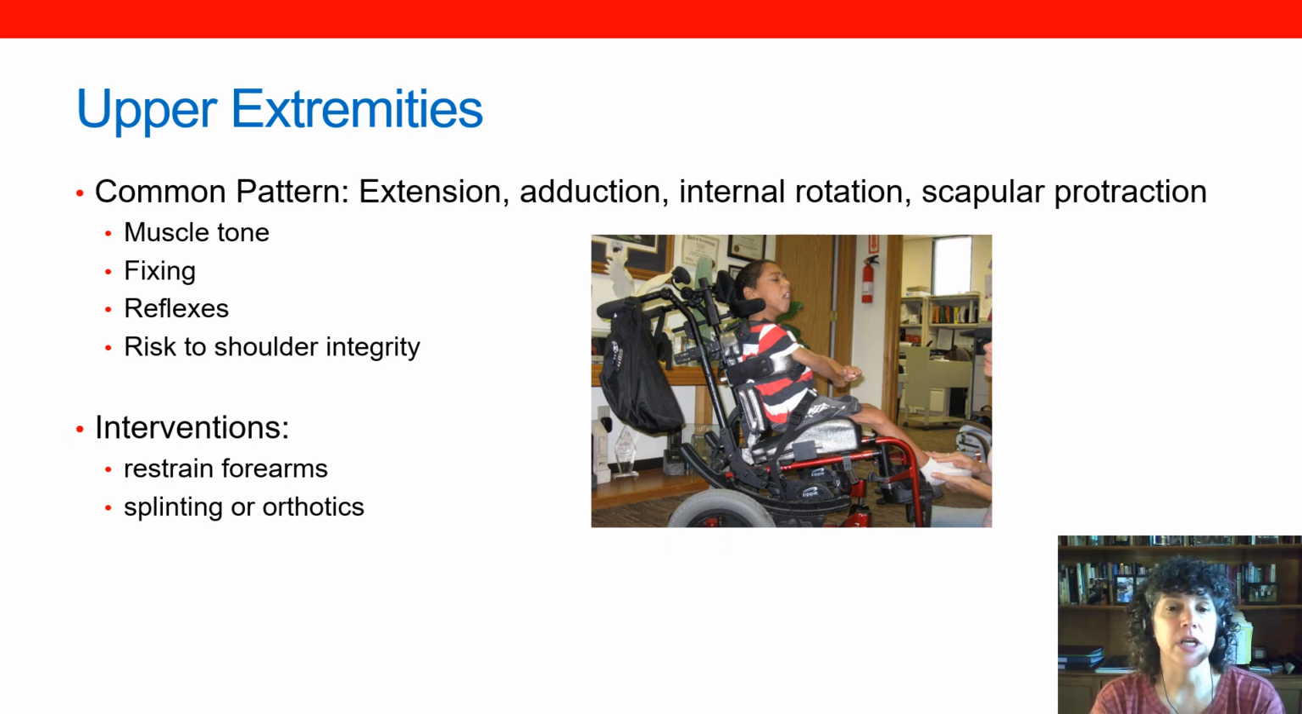Another common pattern is extension, adduction, internal rotation, and scapular protraction. This can also be caused certainly by muscle tone. There could be a reflexive component. This also poses a risk to shoulder integrity. So what can we do? Well, this is a really tough one to address. We can certainly use strategies to reduce extension in general for the client's body. We can also restrain the forearms if appropriate, and if tolerated, we can also look at splinting or orthotics.